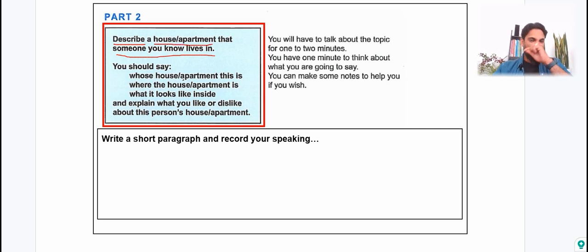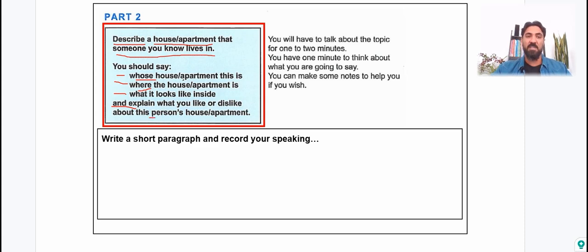So the 3 parts are: whose house is this? Where is the house? So who, where, and what this house looks like inside. So this is all description. You have to describe, describe, describe. And for the conclusion, you have to explain what you like or dislike about this person's house or apartment.